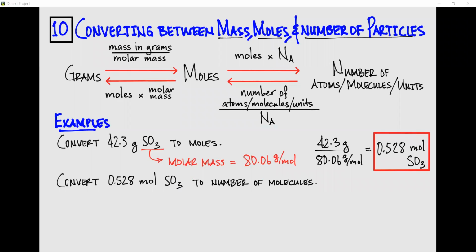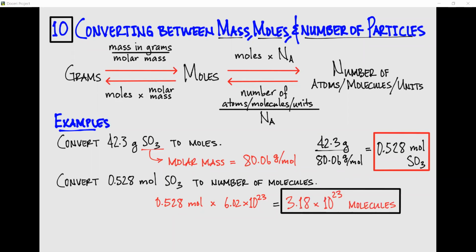Second example here is converting 0.528 mole of sulfur trioxide to number of molecules. So now we have moles of sulfur trioxide. We're right here, and we want to convert this to number of atoms or number of molecules. Right, so we would multiply the number of moles of sulfur trioxide by Avogadro's number, and that's it. So here it is, 0.528 mole multiplied by Avogadro's number, and we get the number of molecules. In this case, 3.18 times 10 to the 23rd power.